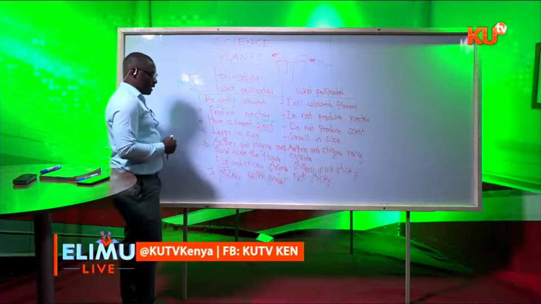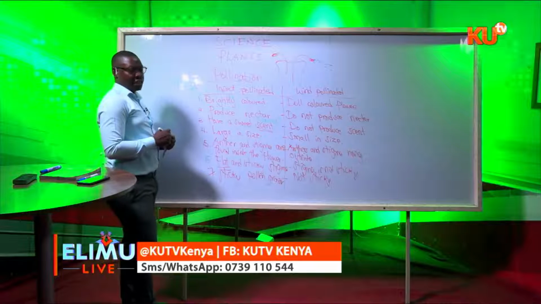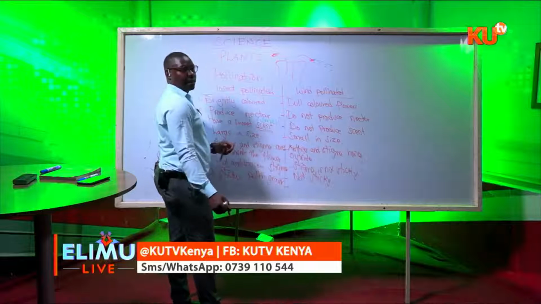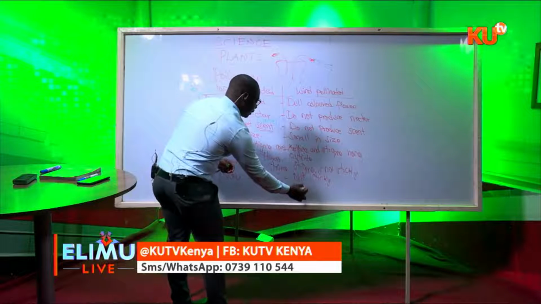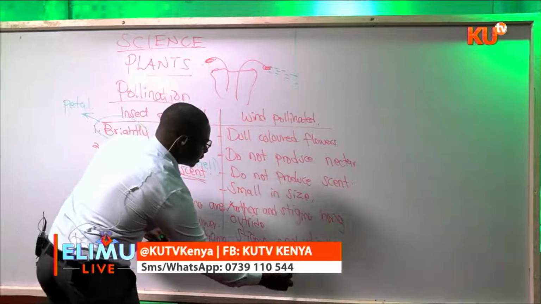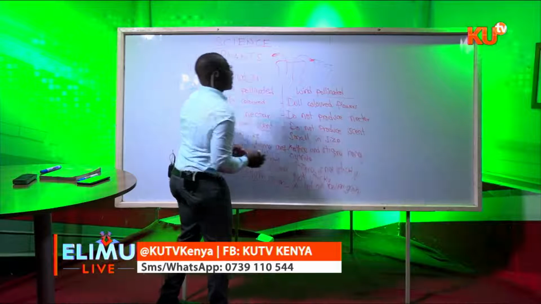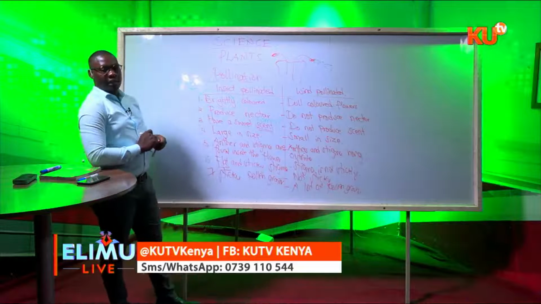So that is why the pollen grains need to be sticky. The last point, for wind-pollinated flowers, they produce a lot of pollen grains. Why should they produce a lot of pollen grains?